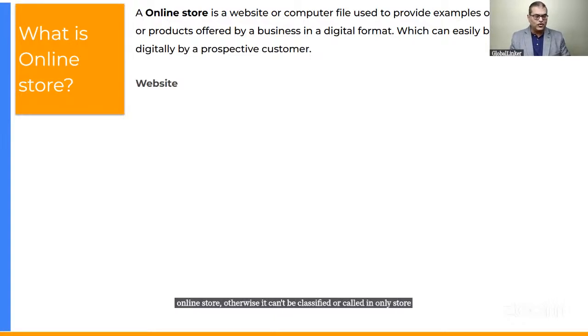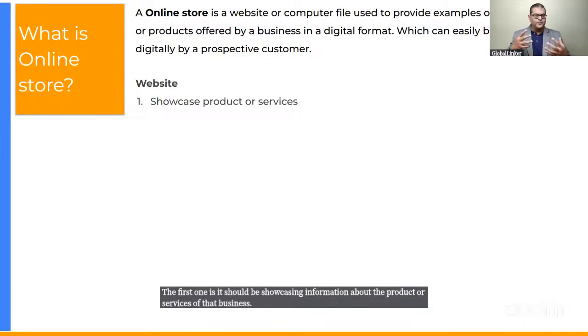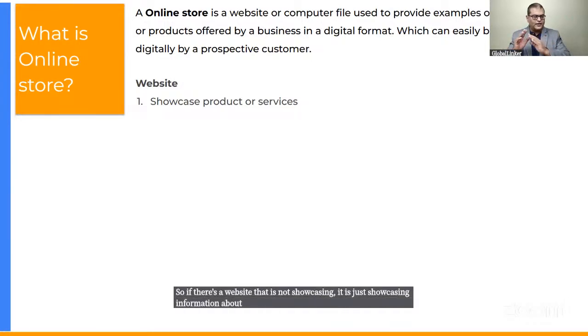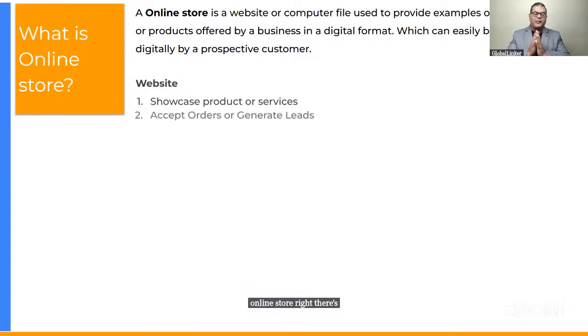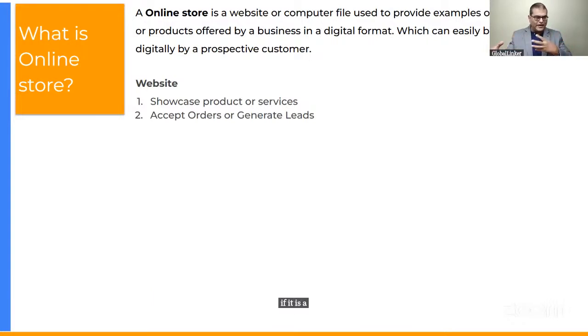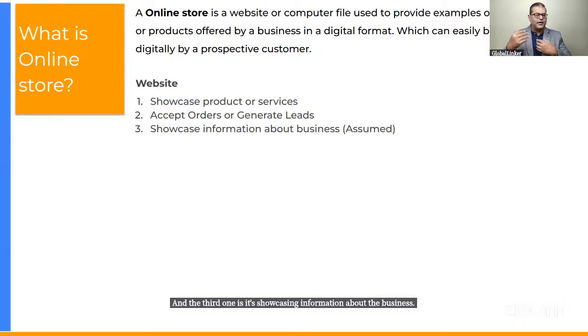What are those features? The first one is it should be showcasing information about the products or services of that business. If a website is just showcasing information about that business and nothing about the product, it can't be called an online store, right? That is the first requirement. The second requirement is it should have the capability to accept orders if it is a B2C or D2C business wherein they want to receive orders or generate leads. And the third one is showcasing information about the business, which is assumed like any website, and every website should be doing that, right?